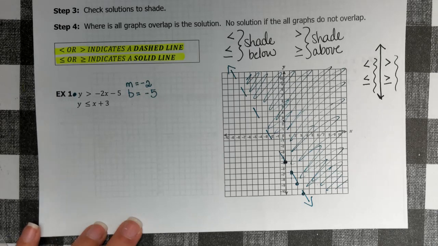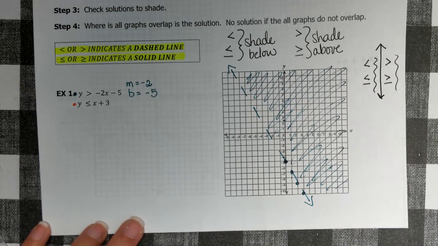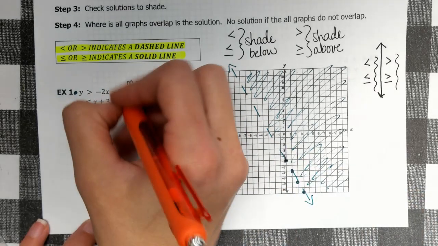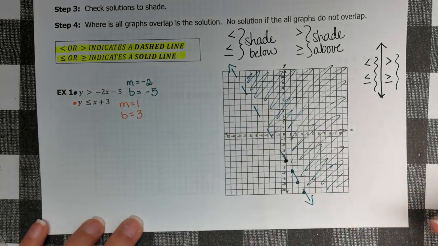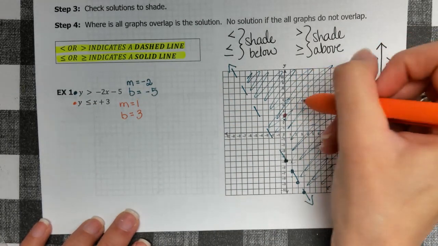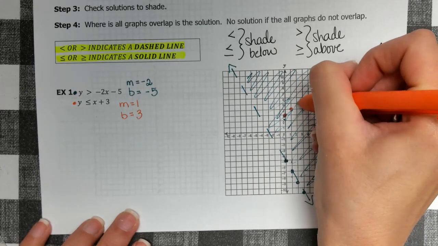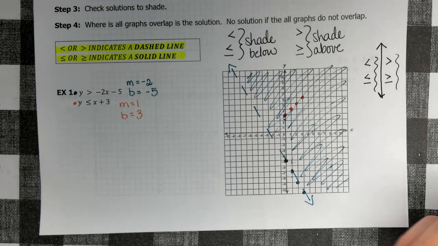Okay, do we have questions on how I did that? Okay. You could use highlighters too if you don't have pens. So now I'm going to do the next one. y is less than or equal to x plus 3, so my slope is 1 and my y-intercept is 3. So I start at 3 and I go up 1, to the right 1. Is that line going to be dashed or solid? Solid, because it's equal to.